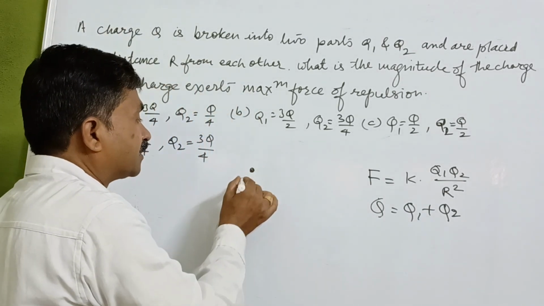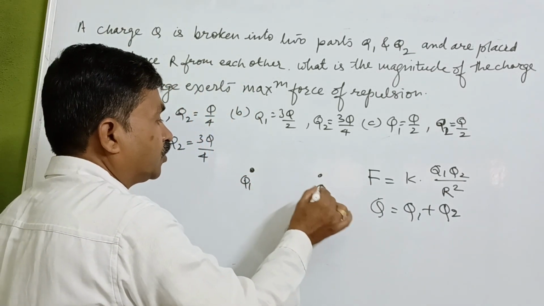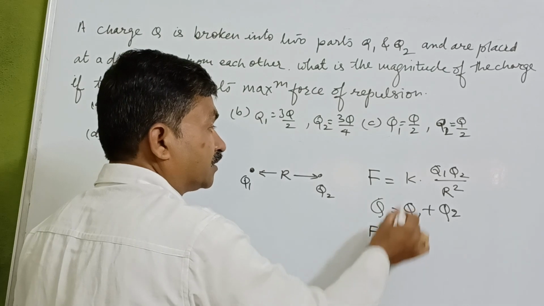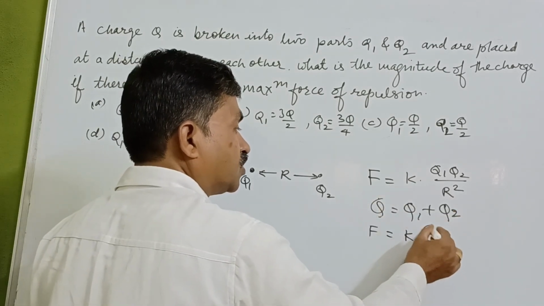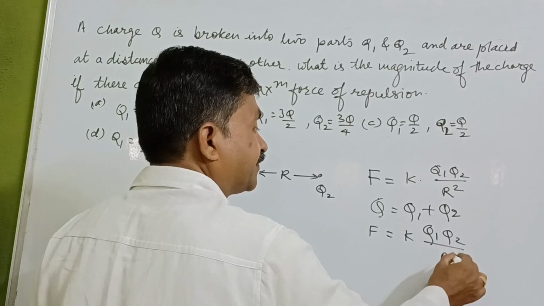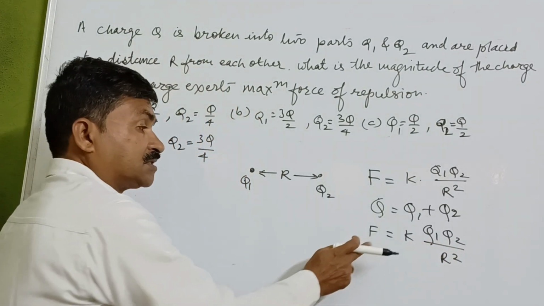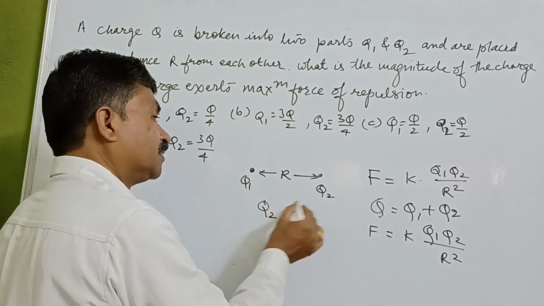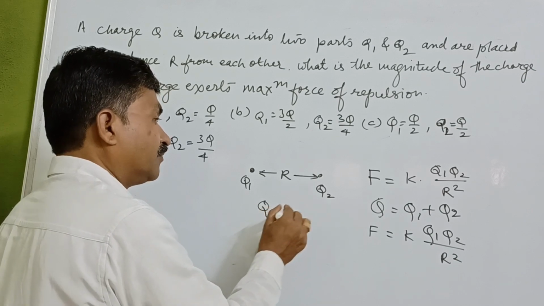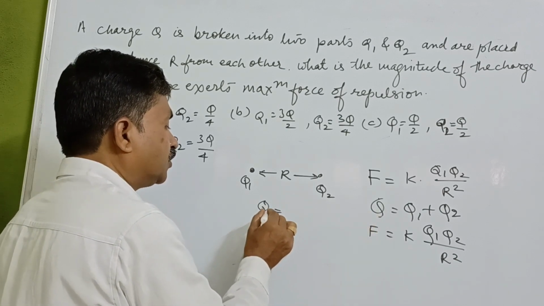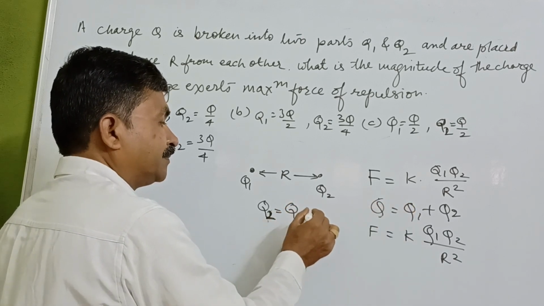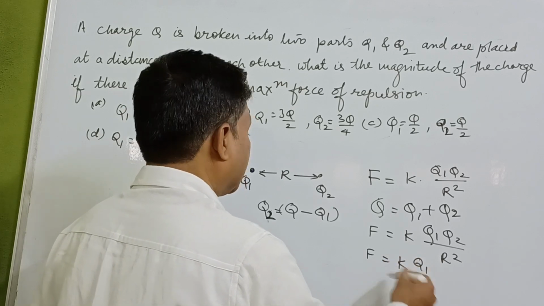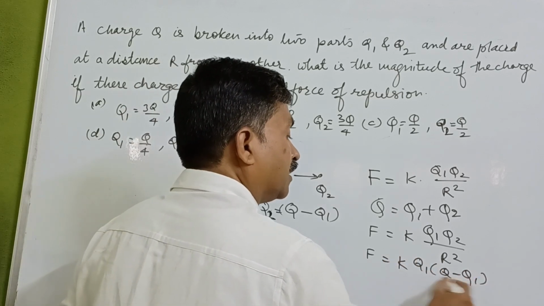Now suppose we take this as Q1 and this as Q2, separated by distance r. Then according to Coulomb's law, we will have F = k Q1 Q2 upon r square. Now this is a force of repulsion, and if we take this in terms of Q1, then Q2 is Q minus Q1. So we can substitute it, and it will be in terms of only Q and Q1: k Q1 (Q minus Q1) upon r square.